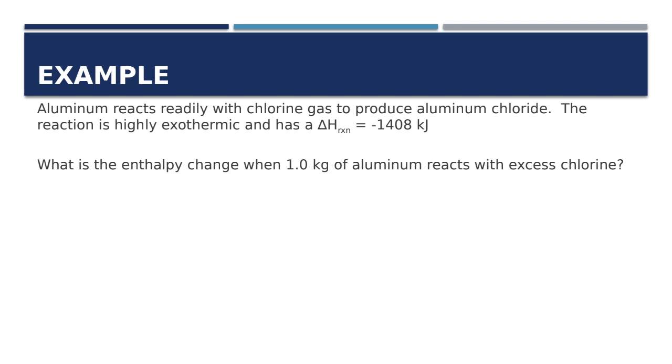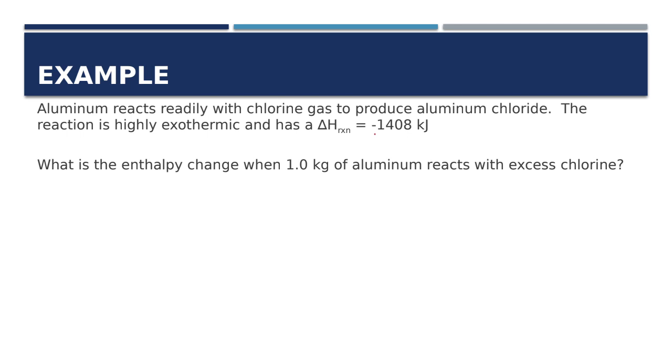So let's go through one example of the ratio method. It's not a very difficult method at all, but as I said, you need to have a complete thermochemical equation. As we read through, it says aluminum reacts readily with chlorine gas to produce aluminum chloride. The reaction is highly exothermic and has an enthalpy of reaction of negative 1408 kilojoules. So recall what this means. That negative sign is telling us that this is an exothermic reaction.